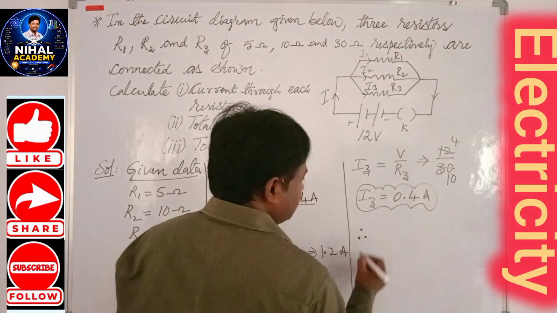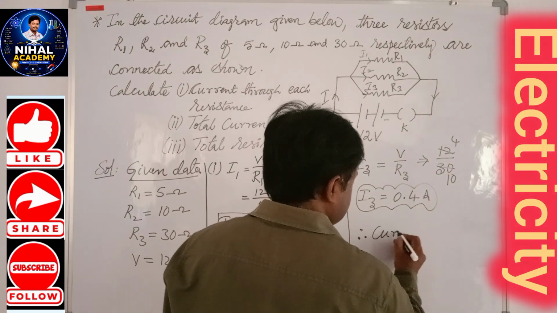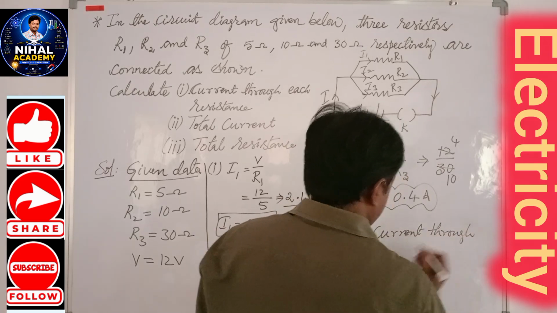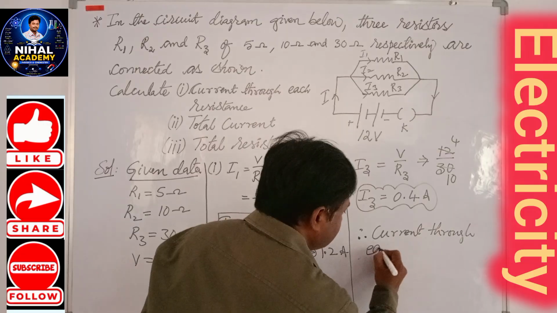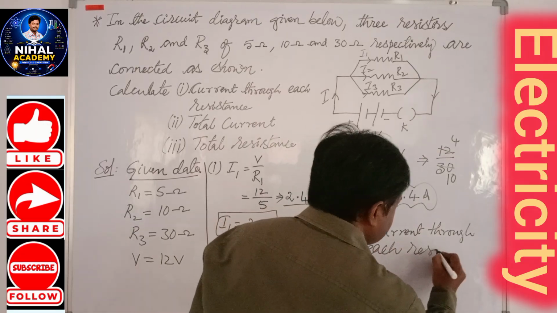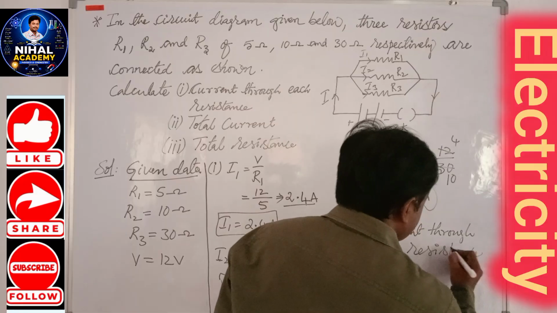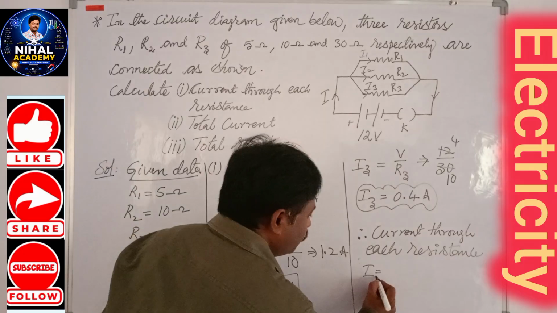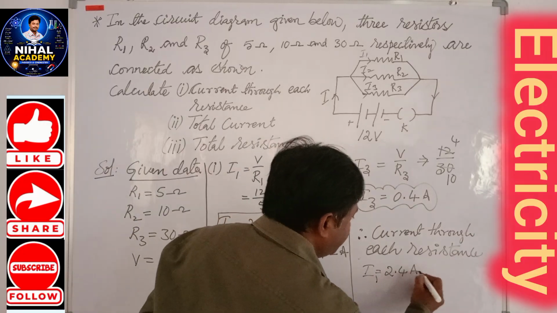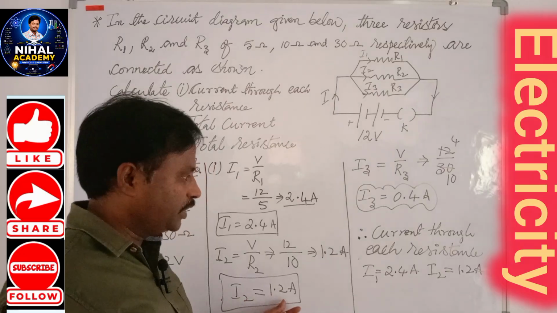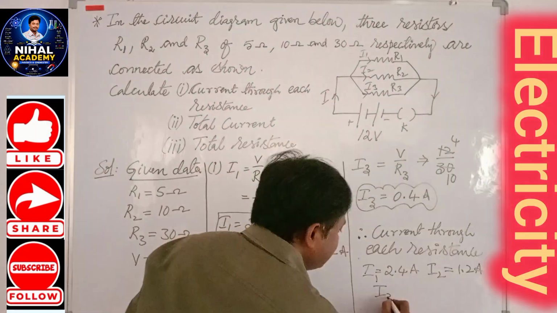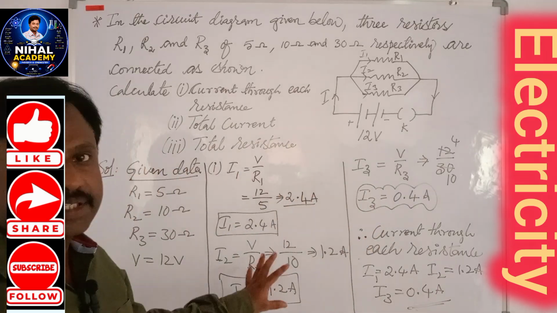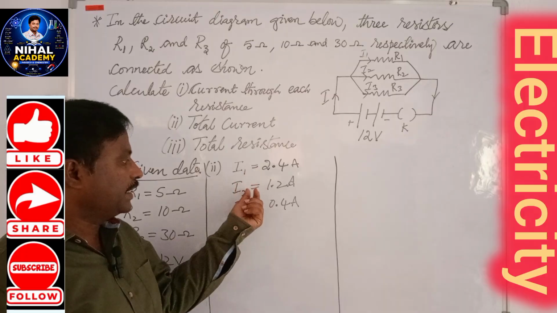So therefore, current through each resistance: I1 is equal to 2.4 ampere. I2 is equal to 1.2 ampere. I3 is equal to 0.4 amperes. The first one is completed. So already in the first problem we calculated I1, I2, I3.